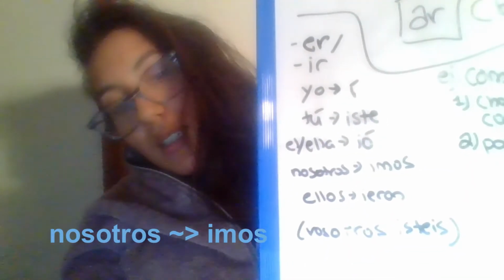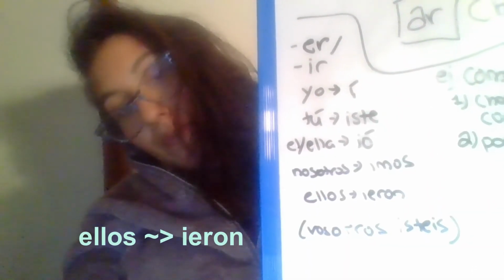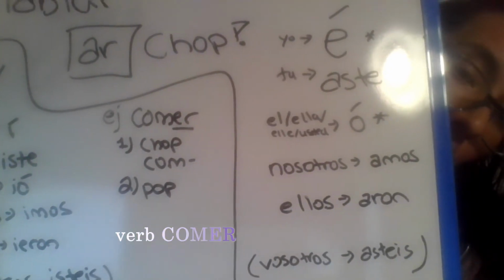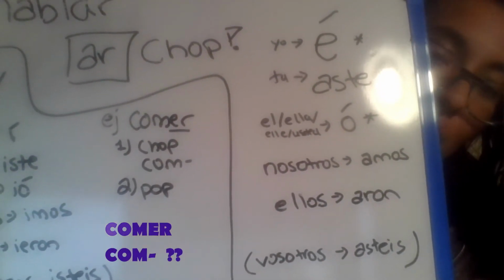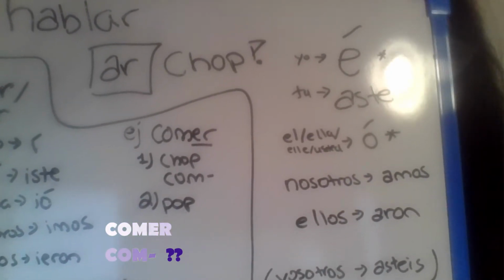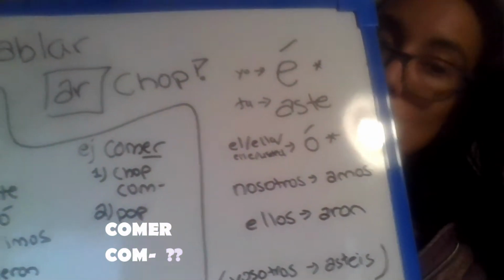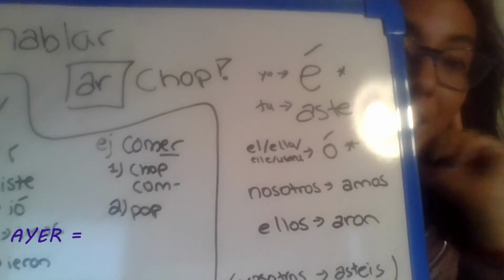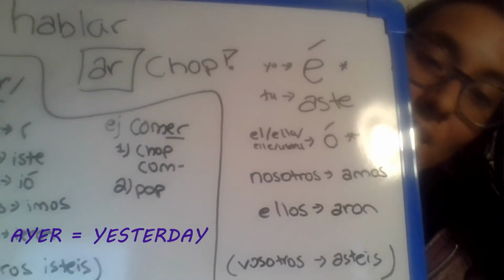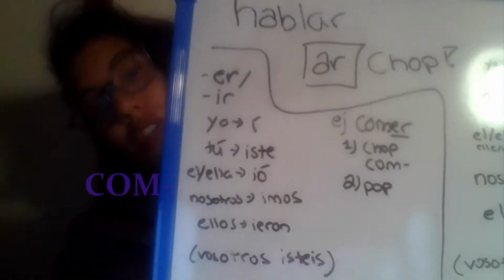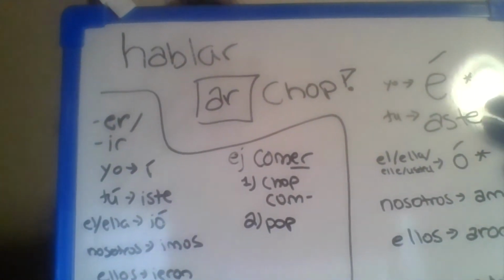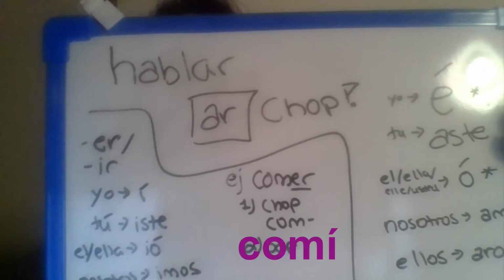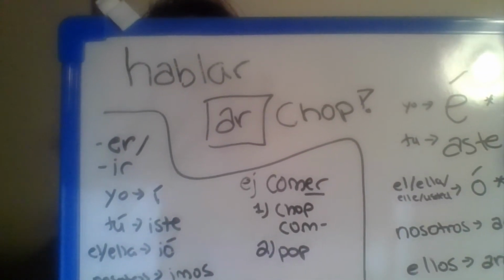Nosotros imos, ellos ieron. So for example, if we look at the verb comer, first we chop, then we pop on the new ending. So if we were to say, I ate pizza yesterday. Remember, we already learned the word for yesterday, it's ayer. So I ate pizza, yo. So chop off the ending for comer, add on the new ending for pretérito, yo comí with the accent.